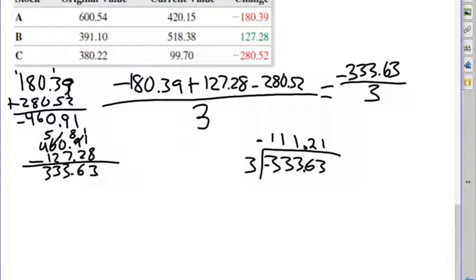So to answer this question, the mean change of the stocks is negative $111.21. I'm going to go ahead and put in a negative dollar sign in there. We're talking about negative money. On average, he lost $111.21 per stock.